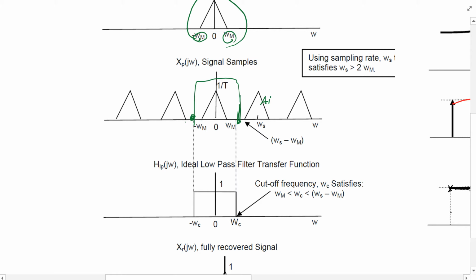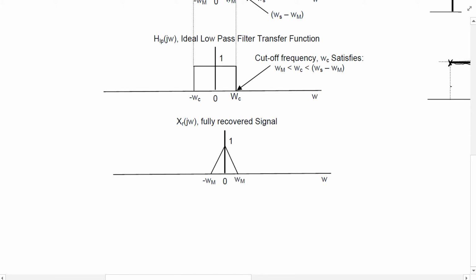omega c is going to fall between these 2 points. Since I assumed that omega s is bigger than twice omega m, I'm going to have space to put my omega c in here. So if I take an omega c, then I can recover and get my full signal back from that.